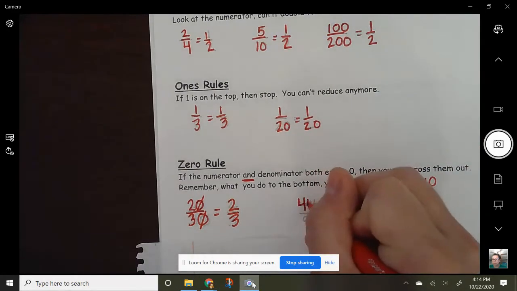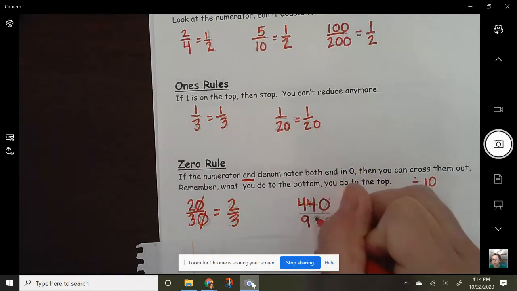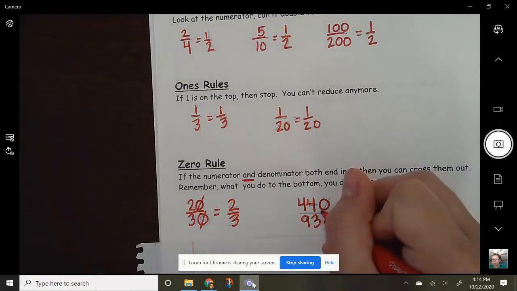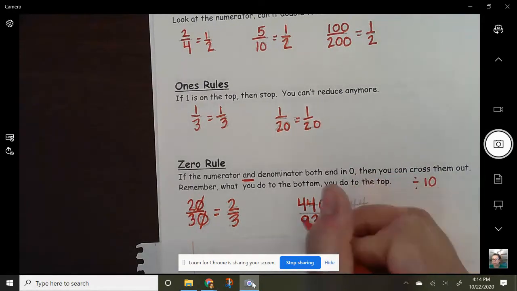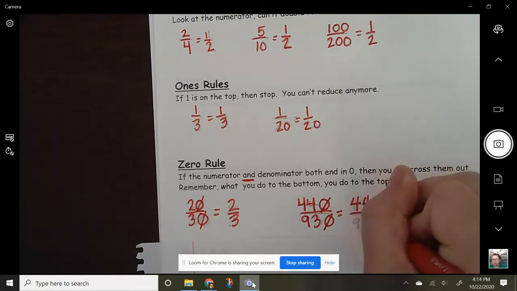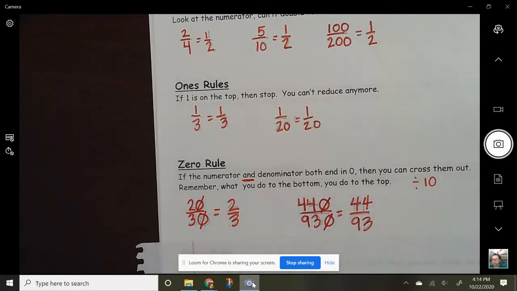Here's a bigger number. They both end in 0, so I can take them off, which is the same thing as me dividing by 10. And I'm left with that.